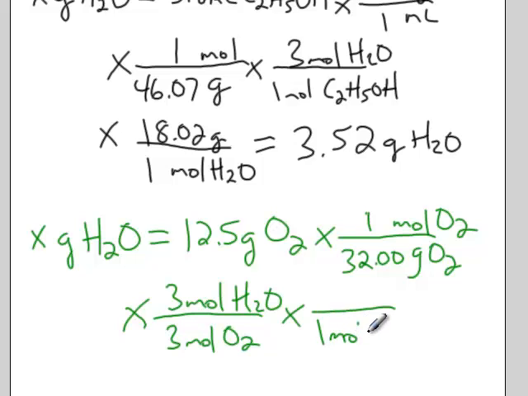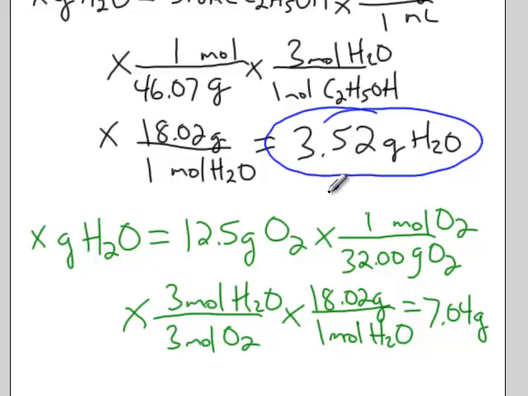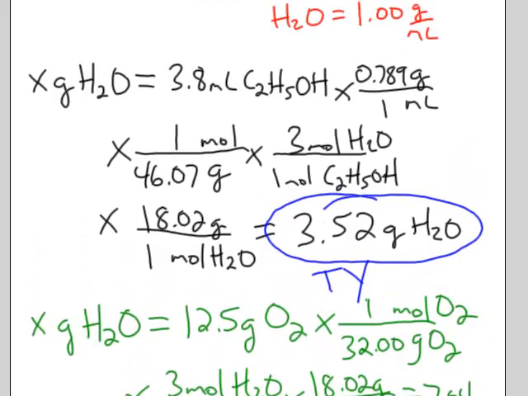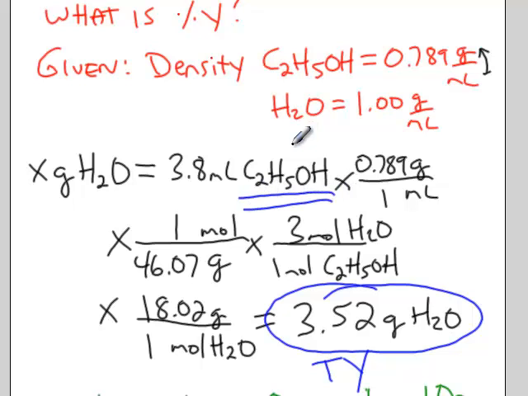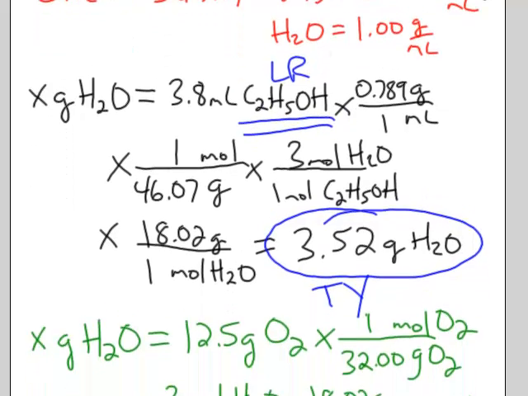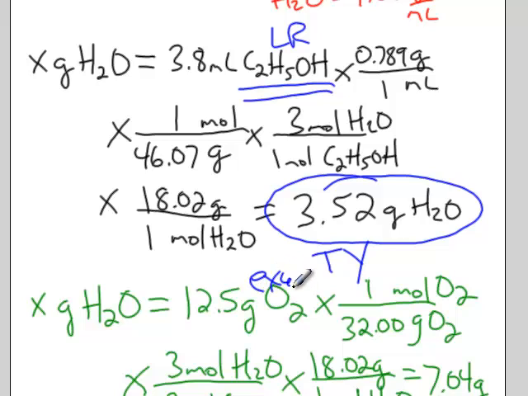And then our molar mass, we just saw water, 18.02 grams per mole. So this is going to give us 7.04 grams. So same technique, smallest number is our theoretical yield. The chemical that produced that, in this case it's the ethanol, must be the limiting reactant. The other reactant is excess, in this case the oxygen.